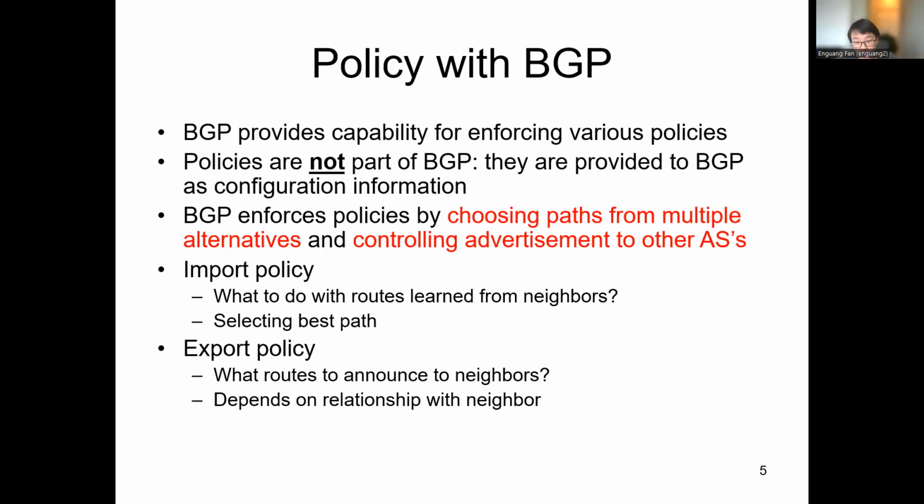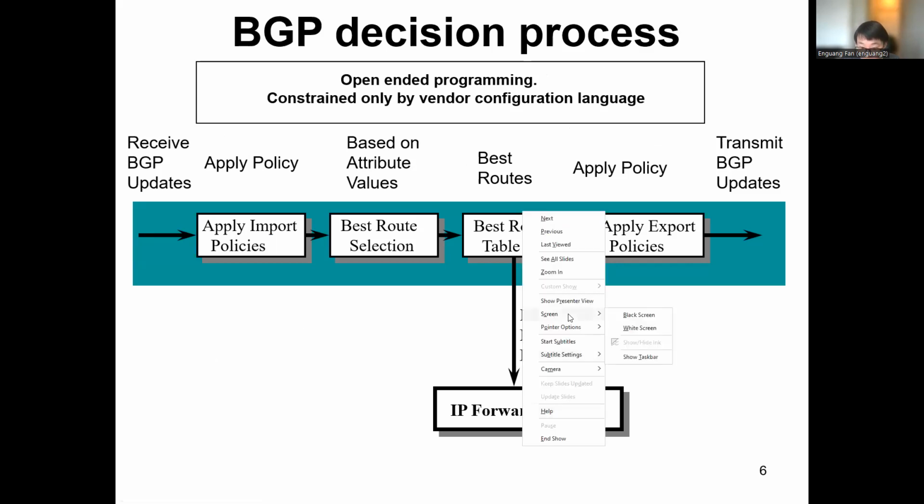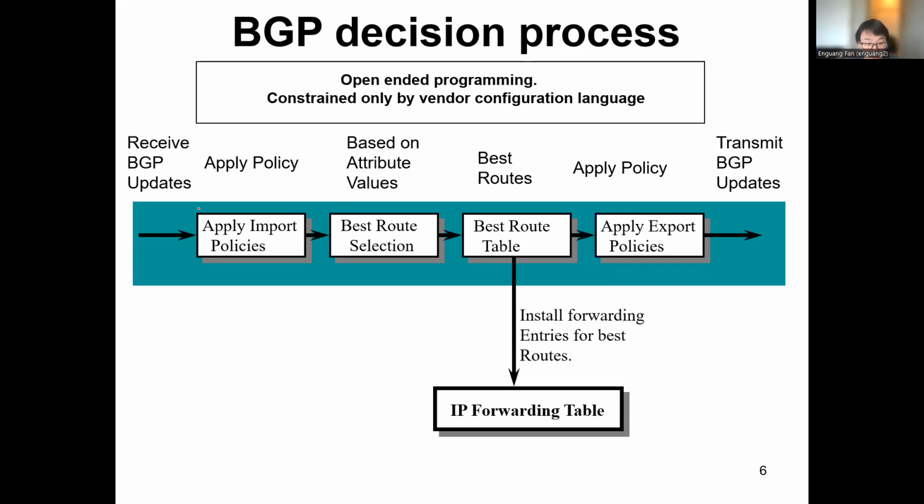And next, let's look at how the import-export policy works with the route decision process. So here is the import policy. Here is the export policy. And in the middle, we will run our routing algorithms and we will generate the forwarding table. Okay.